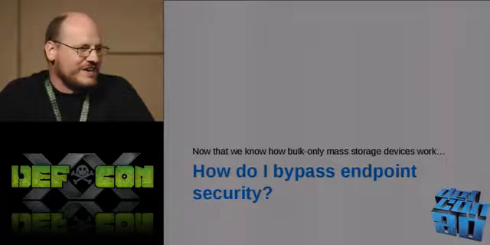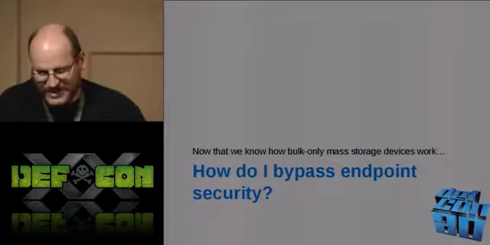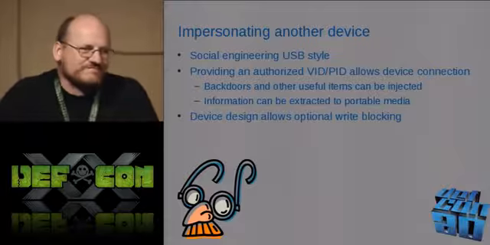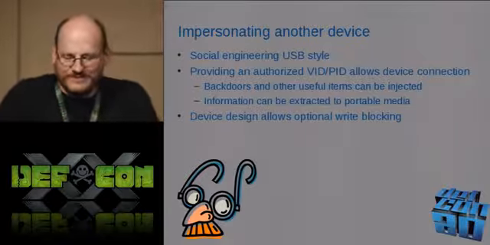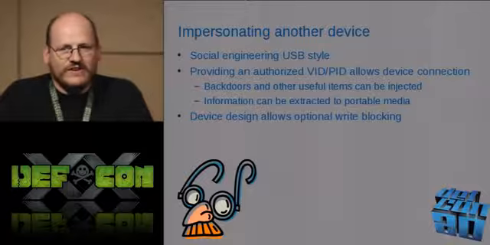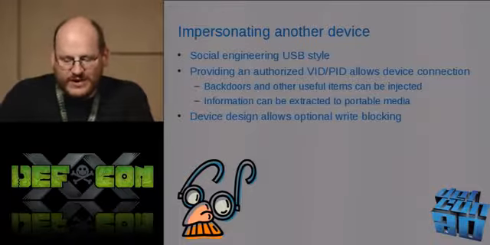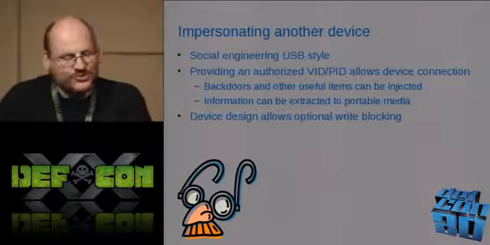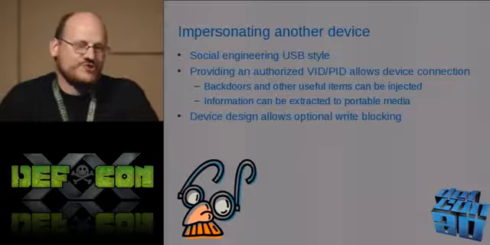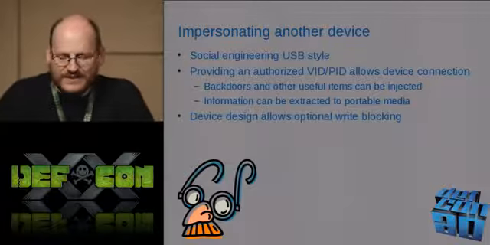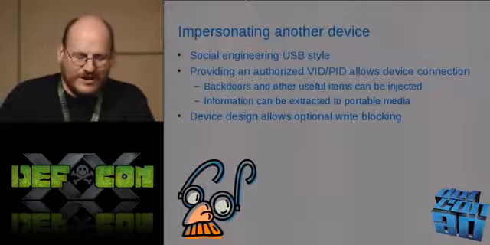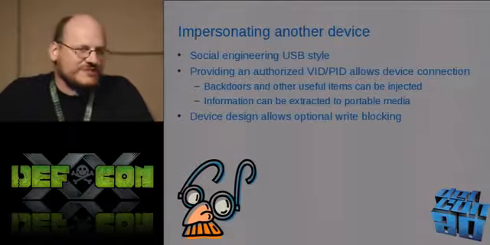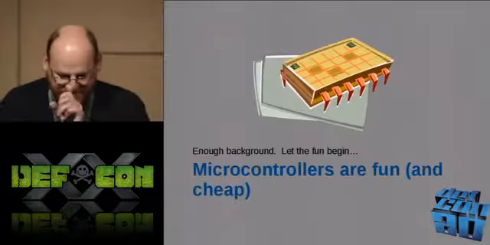All right, enough of this background stuff. Let's talk about the good stuff. How do I bypass this security anyway? So essentially what we're doing is impersonation or social engineering USB style, if you will. If we know what an authorized VID/PID is, we can use that fact to mount a device and then inject some code, get some stuff off of our device. Also, the device that I designed optionally allows you to do some write blocking.